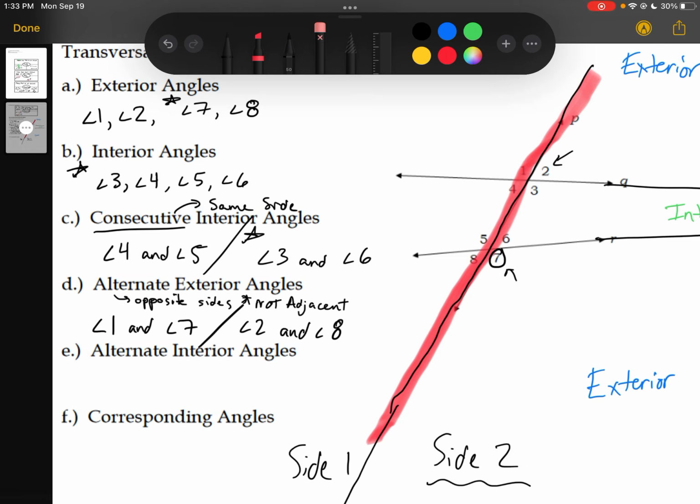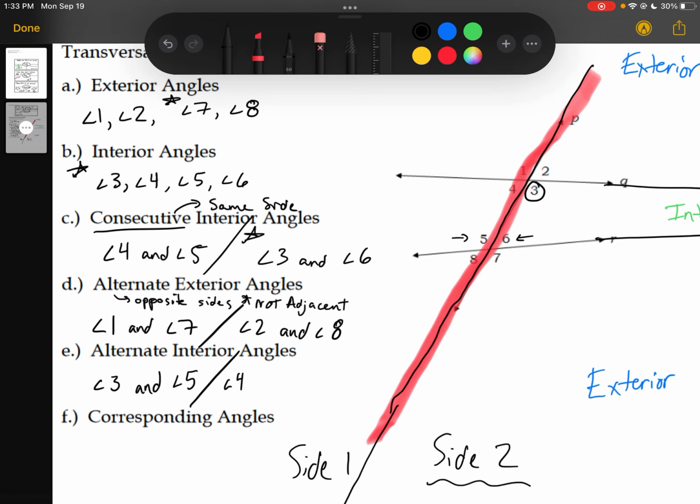So pretty similar concept here for alternate interior angles. The only difference here is that instead of being exterior, they are on that green space in the middle, on the inside. So alternate interior, we'll just start off with angle 3. And we can't pick the one that's right next to it, so we can't pick 4. So it's either going to be 5 or it's going to be 6. Well, 6 is also on side 2, so it's not an alternate angle, so that means angle 5 is on side 1, so it's on a different side than angle 3, and it's still on the inside, so we're going with angle 5.